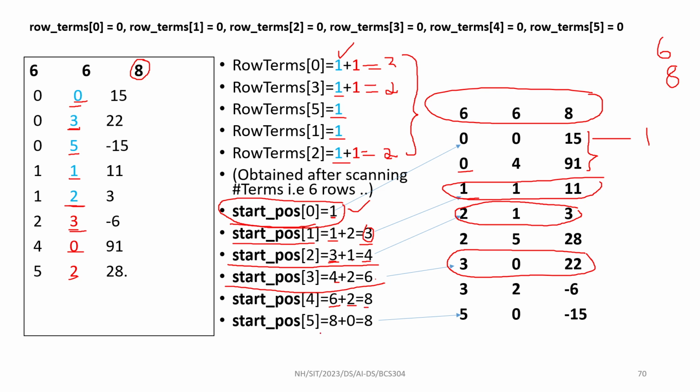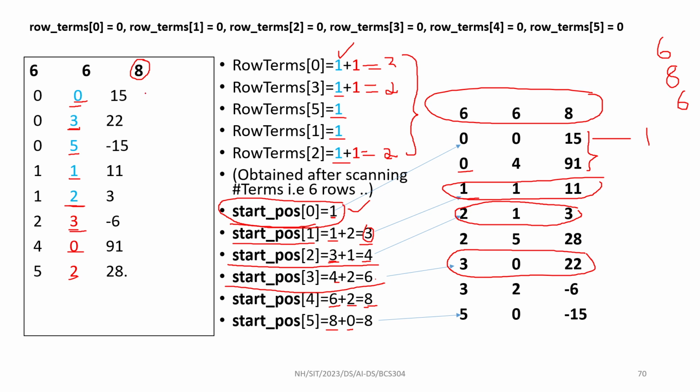The starting position of 5 is starting position of 4, that is the previous one, plus row term of 4. Row term of 4 is 0, as there are no entries here. Starting position of 4 is 8, and 8 plus 0 is 8. So we got it now. That means I have to repeat this 6 times, because there are 6 columns.